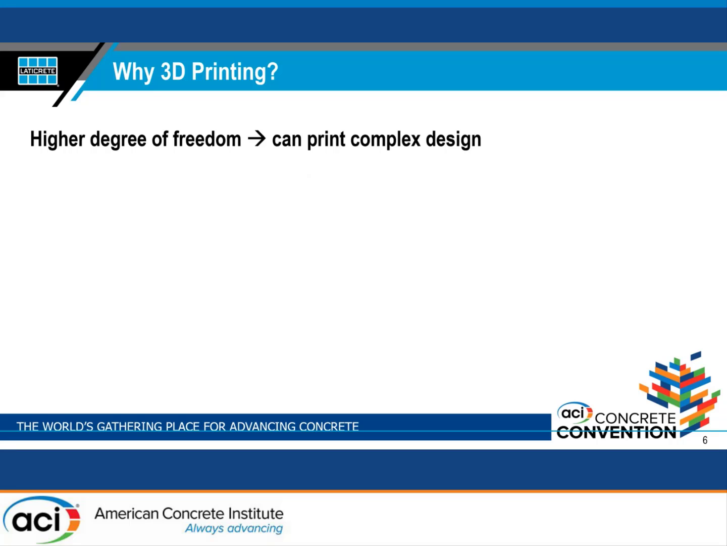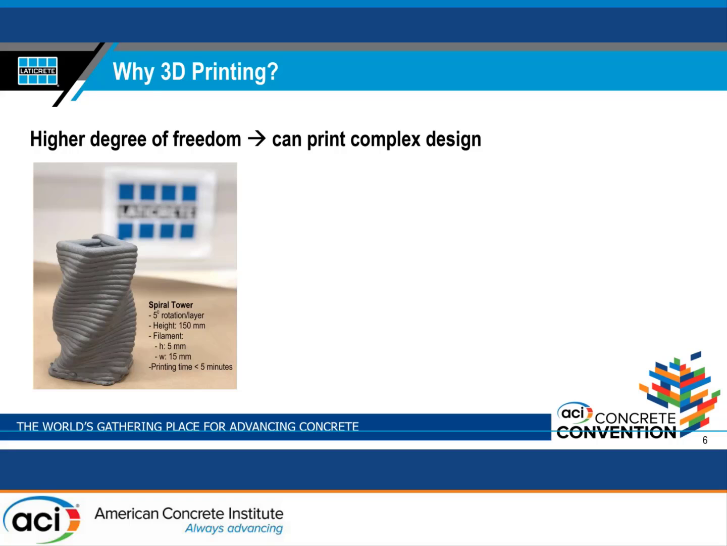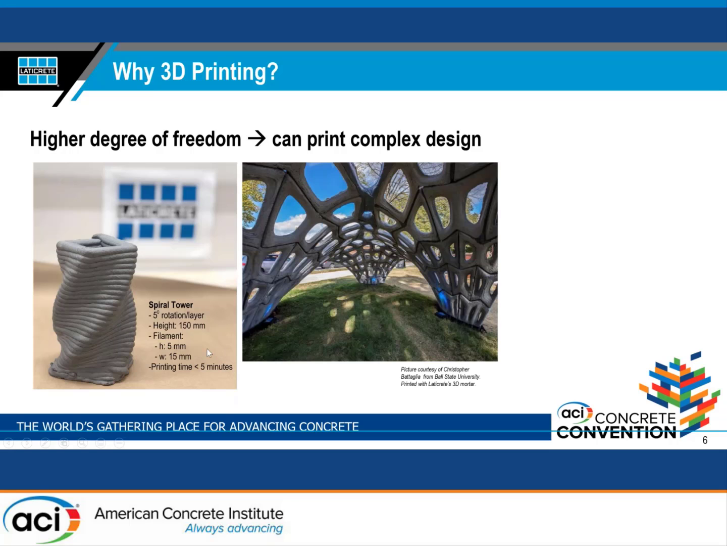Moreover, the 3D printing method enables us to print more complex structures. For example, here is a spiraling tower, which rotates 5 degrees per layer, and it's built within just 5 minutes. With the conventional method, we usually need to build the mold or formwork and then cast the specimens. So this method is more efficient and faster.